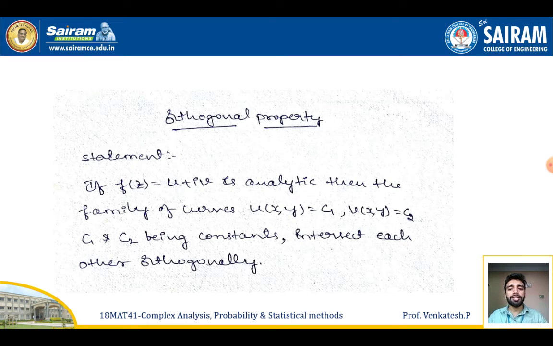First I am going to discuss the Cartesian form of the orthogonal property. Statement: if f of z is equal to u plus iv is analytic, then the family of curves u of x comma y is equal to c1, v of x comma y is equal to c2. Here I am considering two families of curves, one is u and one is v, and both are functions of the Cartesian coordinates x and y. Here c1 and c2 being constants intersect each other orthogonally.